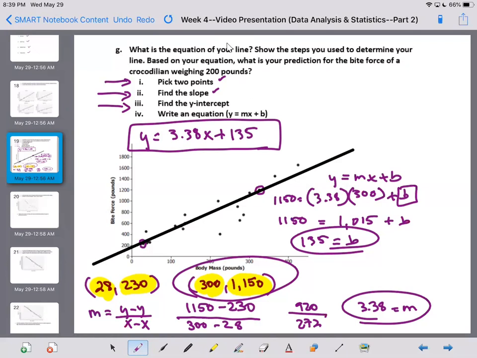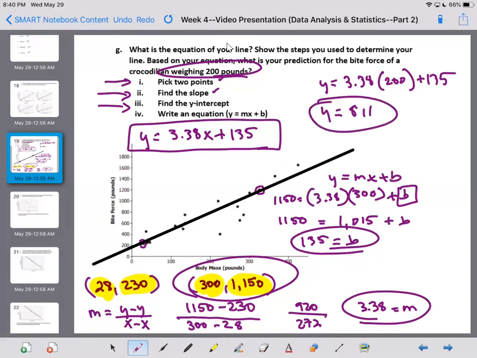So if I wanted to use that prediction and figure out a crocodilian that weighs 200 pounds, then I would just substitute 200 in for x. I would take the 200 and multiply it by 3.38, and then I would add it to 135, and I would get about 811. And so 200 is right here, and that's going to model somewhere around that 811. So it's a representation that's pretty close to that.